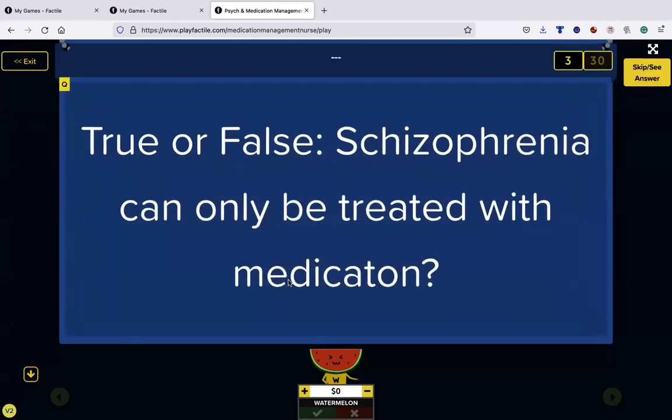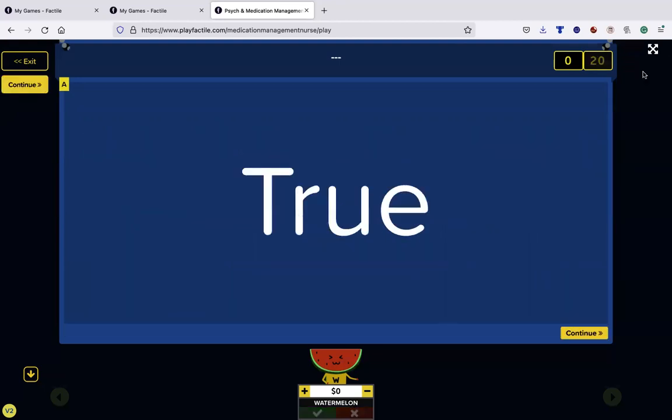All right. True or false, schizophrenia can only be treated with medication. So remember, way back when I talked about certain disorders happen for a reason. So this one is actually true. It's because it's chemical. Unfortunately, you can't just go to therapy, and I think therapy is important once you're stable, but that is a chemical disorder.